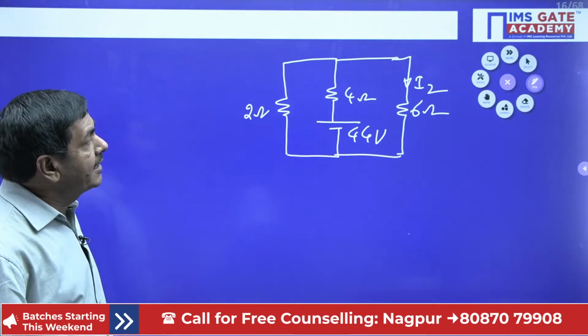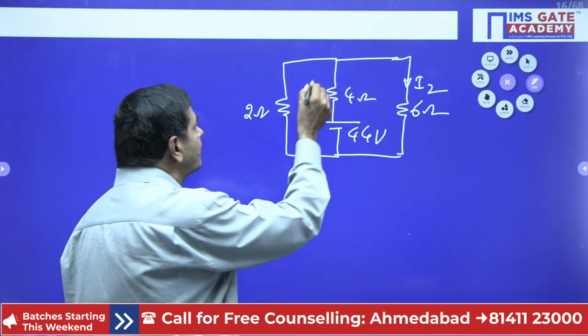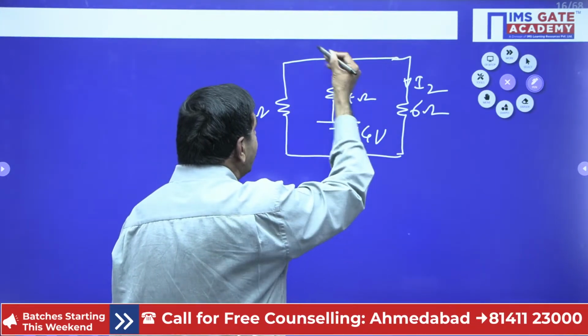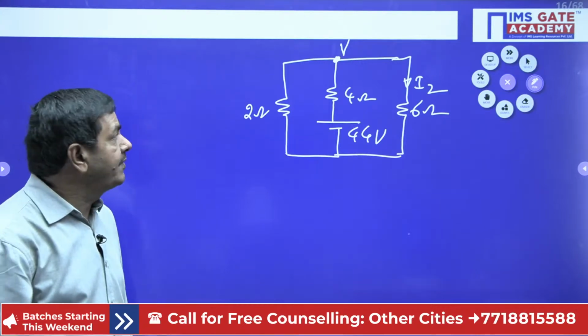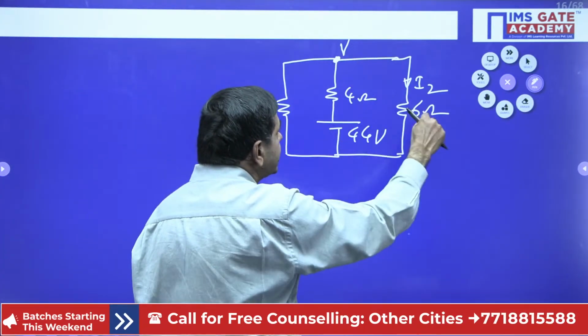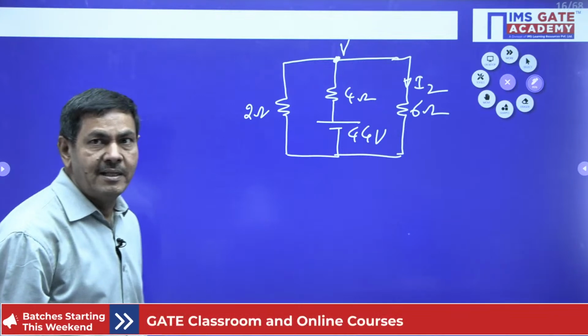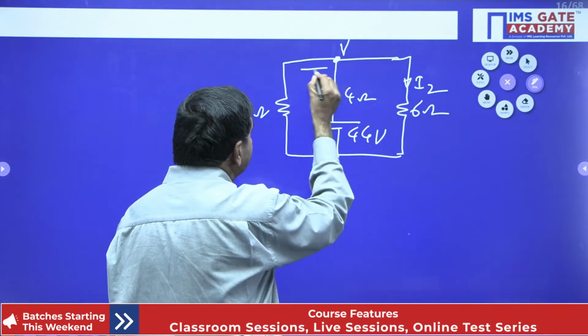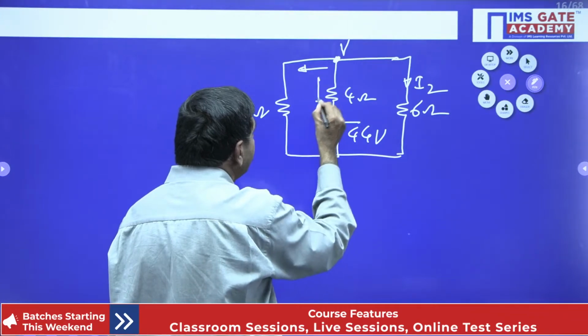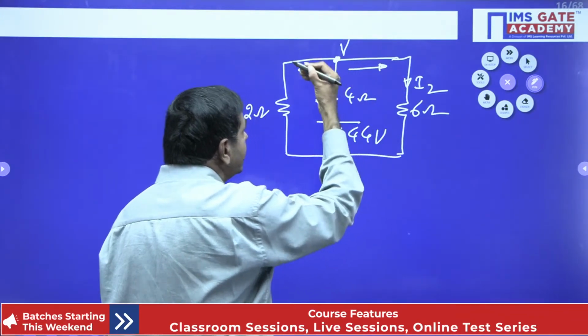How can we determine I2? Nodal analysis is the best way to find it. By using nodal analysis, I take this node voltage as V. Once I get this V, I2 is nothing but V by 6. How do we apply nodal analysis? Away from the node, you put the direction. This current plus this current plus this current equals 0.